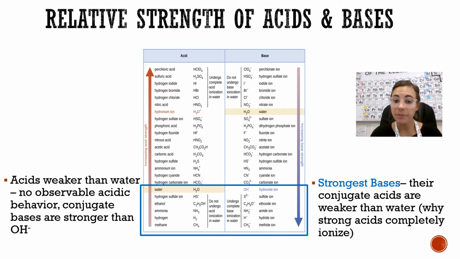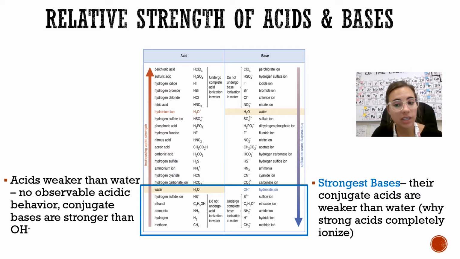Now, if we look at the opposite side, our strongest bases down here, they are so strong that their conjugate acid is weaker than water. So if their conjugate acid is with water, it's just going to be neutral. They don't have any acidic character.